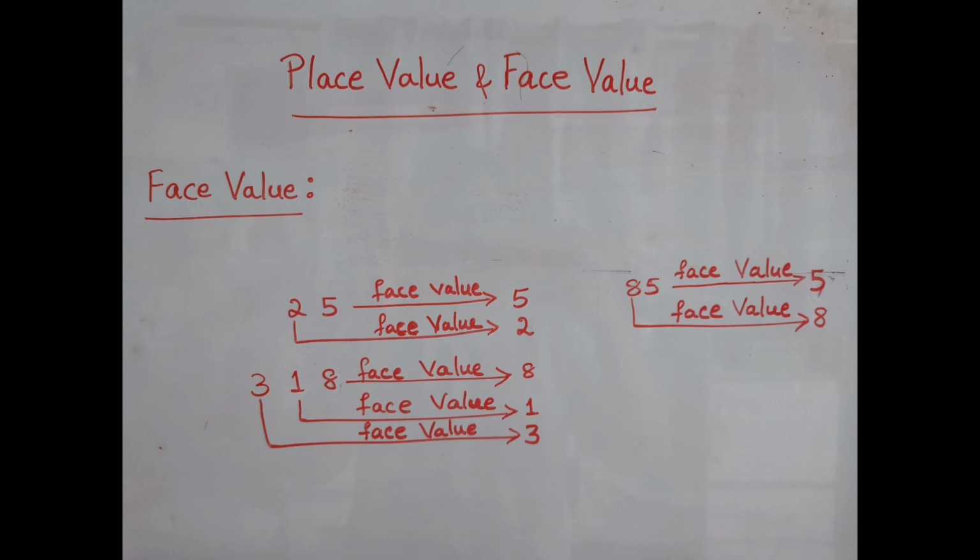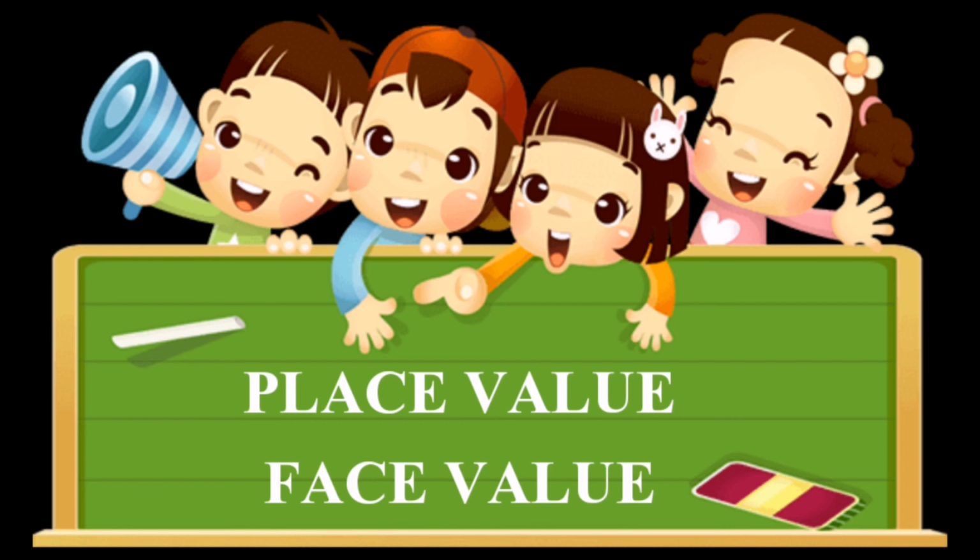Here in the second example, I have taken the number 318. Here 8's face value is 8, that is the number itself. 1's face value is 1, that is also the number itself. 3's face value is 3, so the number itself. So it is very easy to find a face value. One more example I have given, that is 85. Here also the same procedure to find a face value. I hope you guys understood how to find place value and face value.